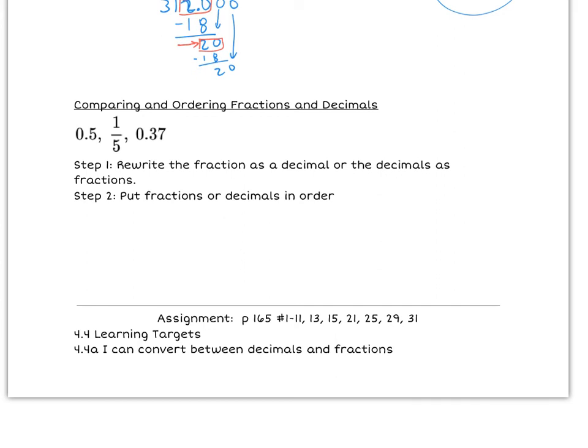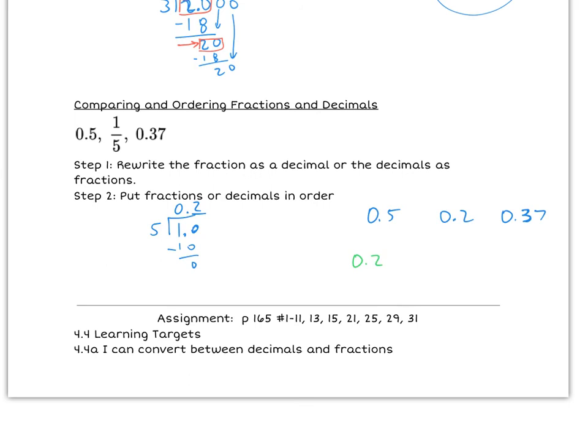So I would just do division real quick: 1 divided by 5. That's 0, and then 5 into 10 goes in 2 times. So I have the decimals 0.5, 0.2, and 0.37. And I need to put them in order. So which one's the smallest? 0.2. 0.2 is the smallest.